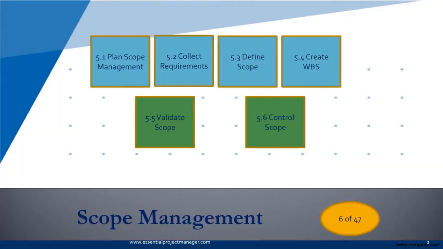Our next module is project scope management. Here we're going to get into the detail of defining the scope, figuring it out, and working with it. There are 6 different processes that we look at in this knowledge area. We plan scope management, we collect requirements, we define scope, we create the work breakdown structure, WBS, we validate the scope, and then we control the scope.